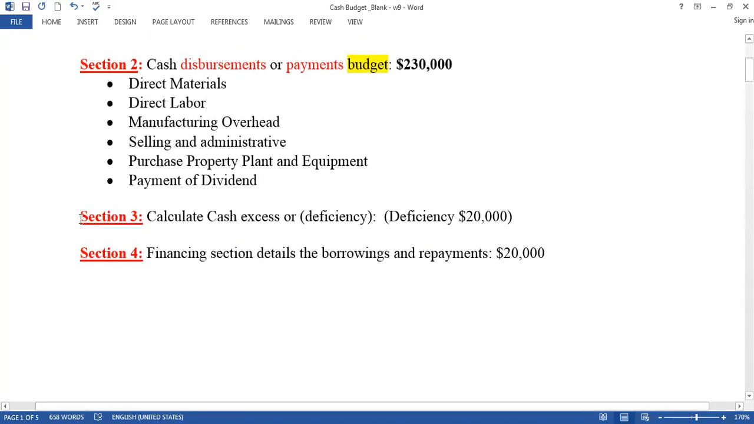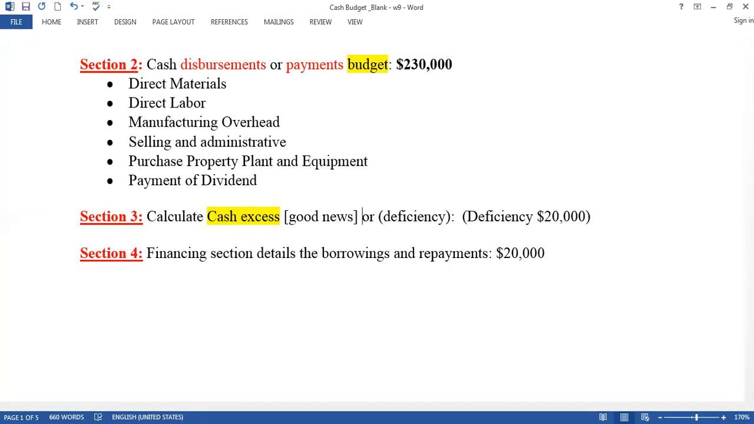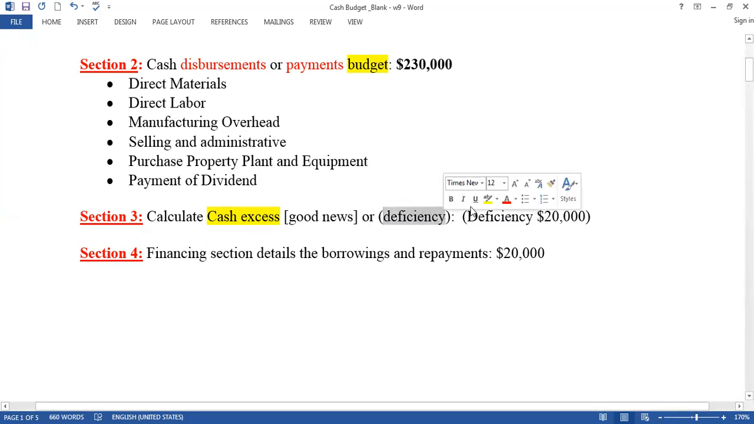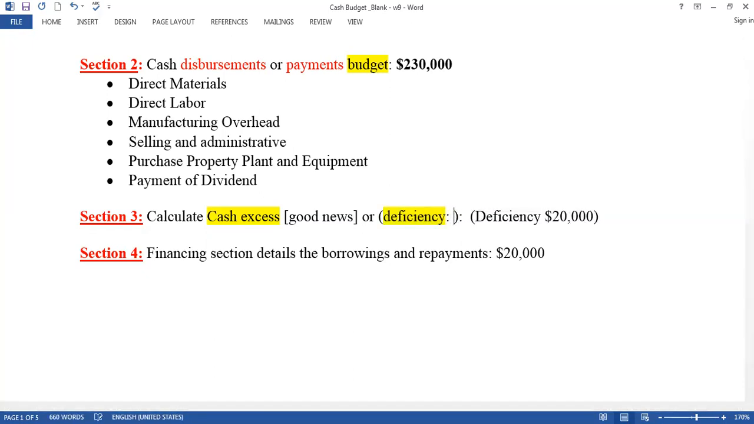So in Section 3, we are going to see whether we have any good news or bad news. If you have excess cash after paying the money, this is good news. But if after paying the money, you find that you don't have enough money to pay the payments, it is called a deficiency. And a deficiency is our bad news.